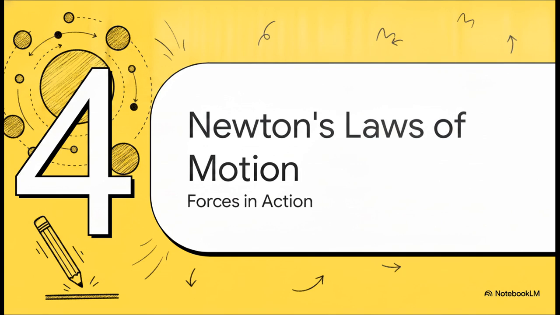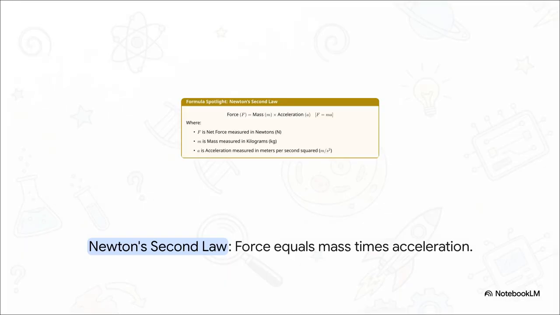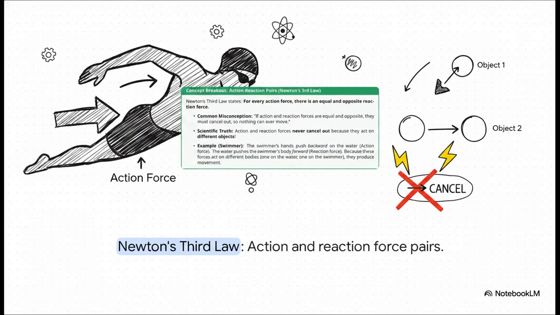Finally, we have reached section 4, Newton's laws of motion. Let's see these forces in action. Okay, Newton's second law is absolutely crucial for your test. It gives us the exact mathematical relationship tying all this together. F equals m times a. That's net force, measured in newtons, equals mass, in kilograms, times acceleration. Simply put, if you want to accelerate something that has a lot of mass, you are going to need a ton of force. And then we have Newton's third law, which tells us that for every action force, there's an equal and opposite reaction force.